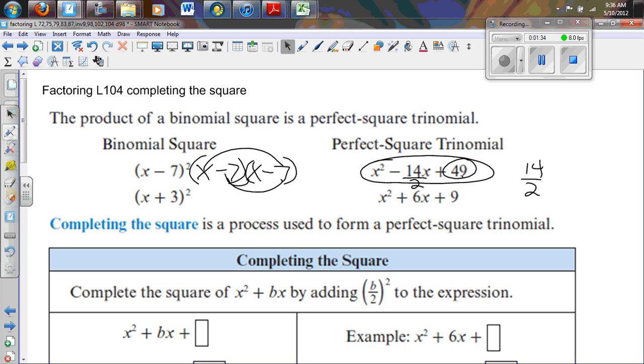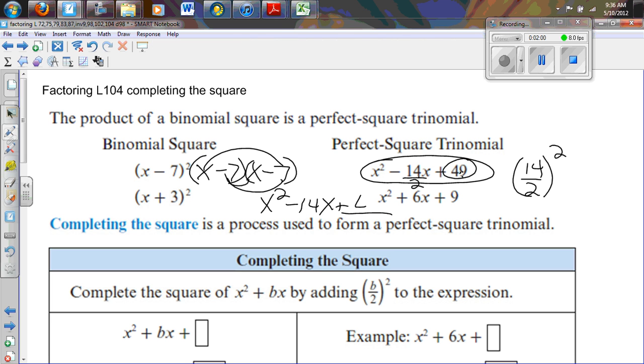And if we want to get the last term from the middle term, if the last term is missing, so say we had x squared minus 14x plus something we didn't know, we need to find it. We'd take 14 divided by 2, and then square that, because to get from 49 back to 7 we took the square root. If we want to go the opposite direction, we have to square it. So 14 divided by 2 is 7, and 7 squared is 49. That's how we get this 49 here.